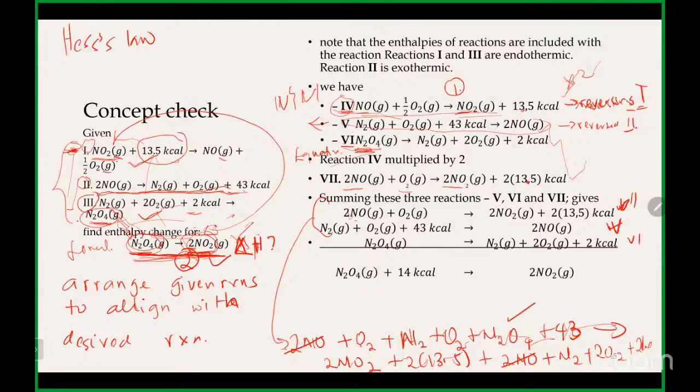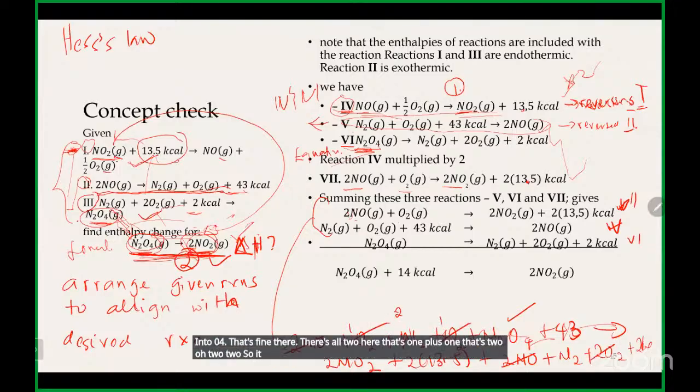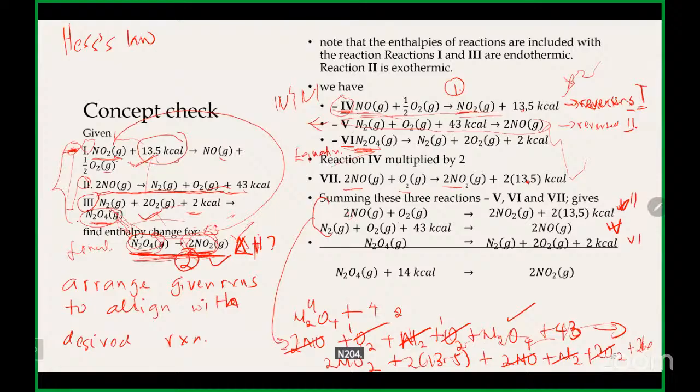There's O2 here, that's 1 plus 1, that's 2O2. So it cancels out here. N2 cancels out. So we are left with N2O4 plus 43 going to 2NO2 plus 2 times 13.5 is 27 plus 2 kcal. So this is 29 in total kcal.